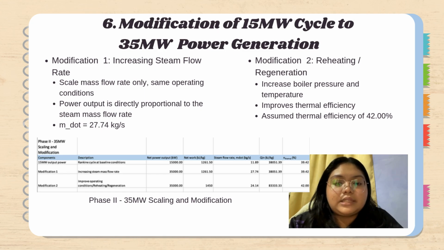To compare these two modifications, the first modification offers a straightforward approach to increasing power generation because it only requires an increase in steam mass flow rate. The second modification improves both power output and thermal efficiency through thermodynamic optimization of the expansion process via the turbine.